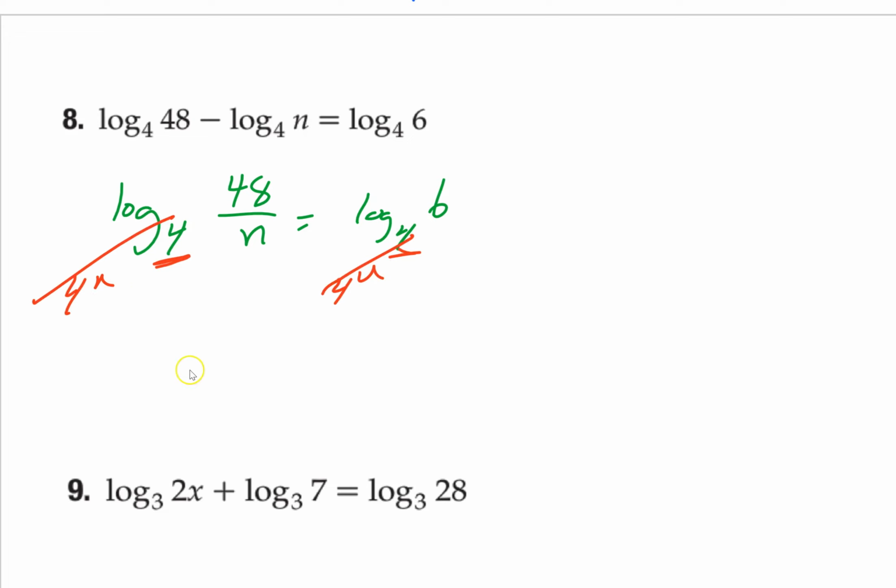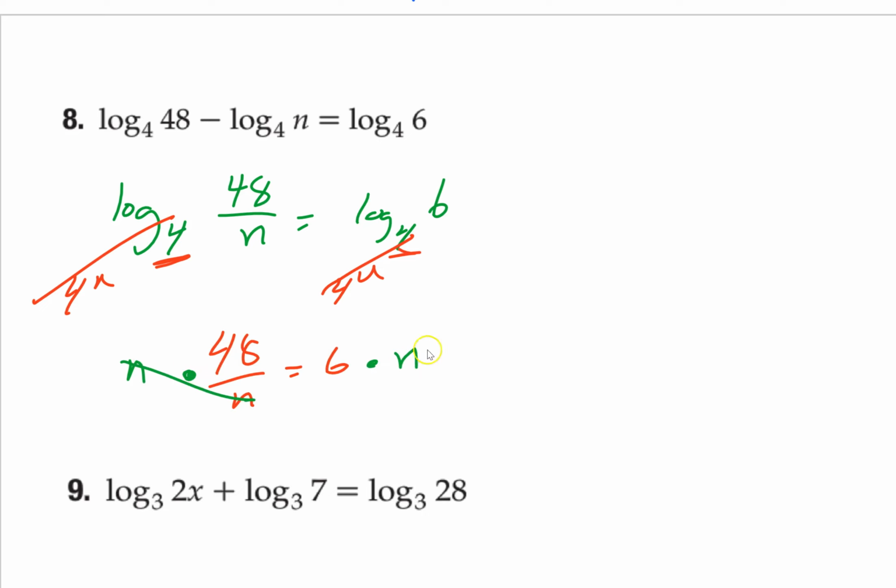These cancel. I get 48 over n equals 6. Now the way we solve this is a little mathematics. The base is right. I want to solve for the n. A lot of people cross multiply. Too much work. Let's get rid of that n. Multiply both sides by n.